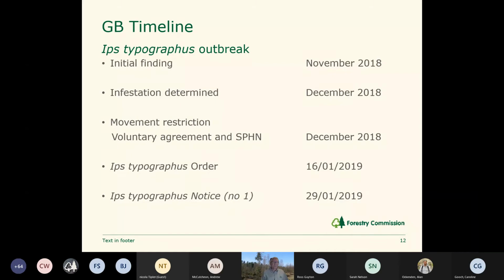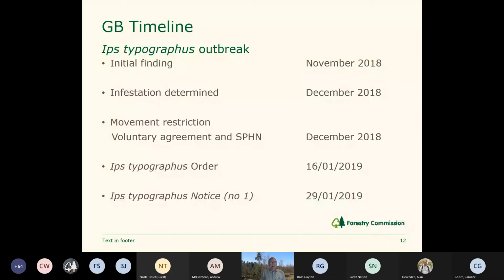Immediately, we started following the contingency plan, which straight away put a movement restriction in place for any material from that part of the country, and we had a very rapid response and take up from the principal forest operations and forest management sector. We had engagement with landowners around the outbreak site, and that was followed up by formal legal statutory plant health notices, which restricted further movement of that material.